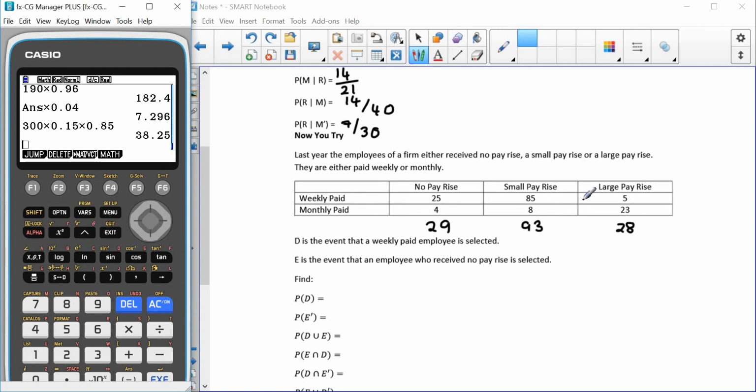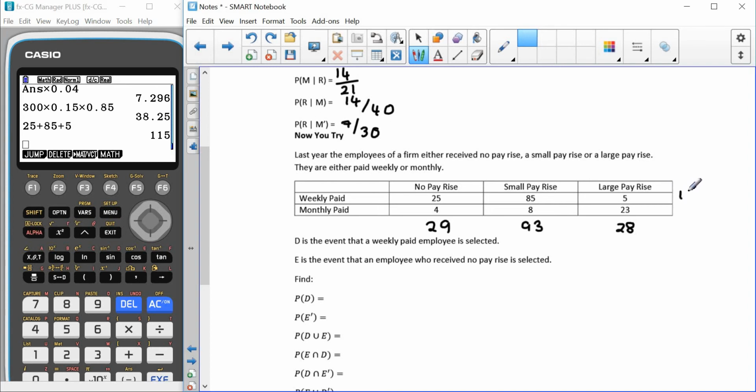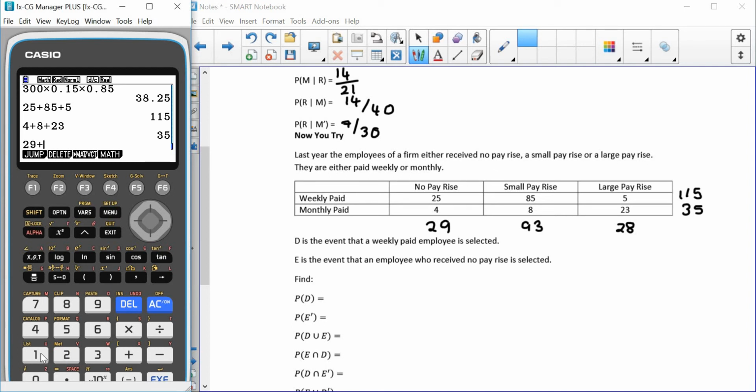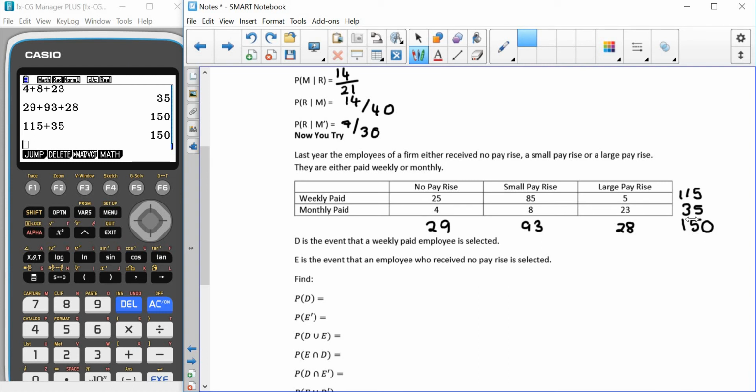I'm also going to add up going across from my weekly paid and monthly paid. So we're going to have 25 plus 85 plus 5, which gives us 115 for weekly paid, and 4 plus 8 plus 23 for our monthly paid, which gives us 35. I'm also going to figure out a total, and there's a good way that we can double check this. If I first of all add up the pay rises, so the no pay rise, the small pay rise, and the large pay rise, I get 150. And I can quickly double check this by adding up the weekly pay and the monthly pay, which also gives me 150. So that tells me that I've done both of these probably correctly because they added up to give me the same total.